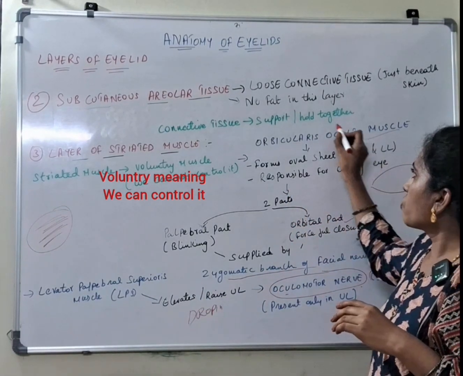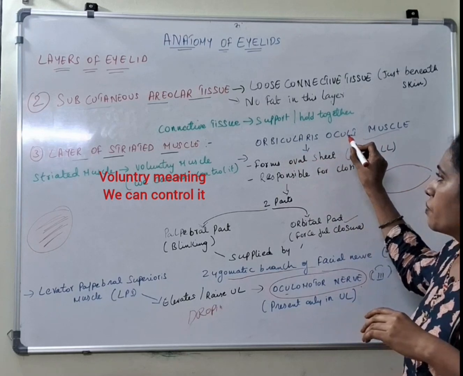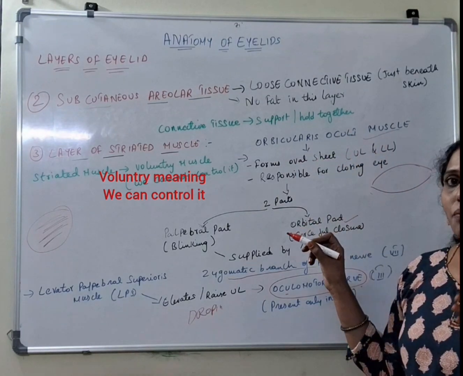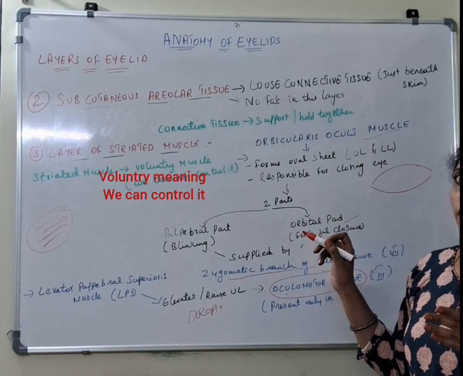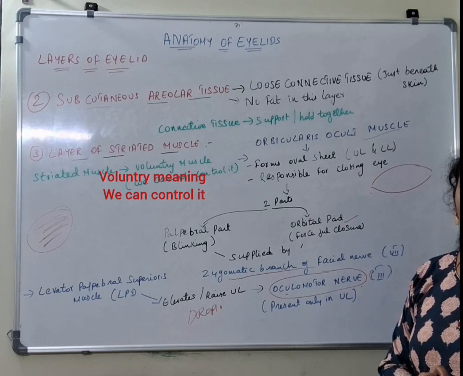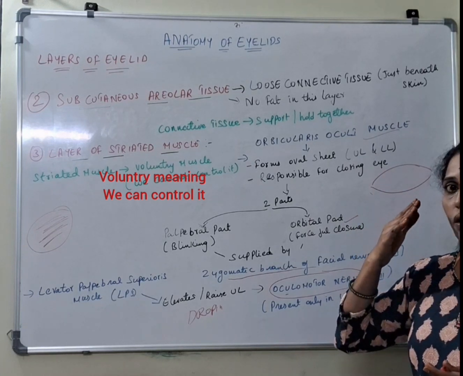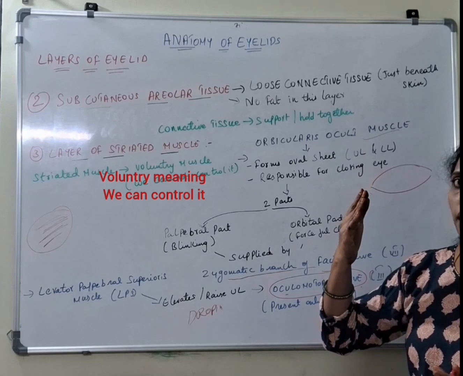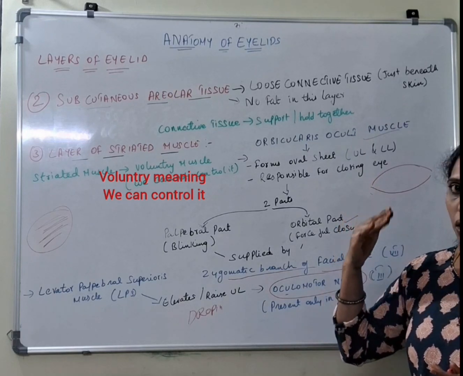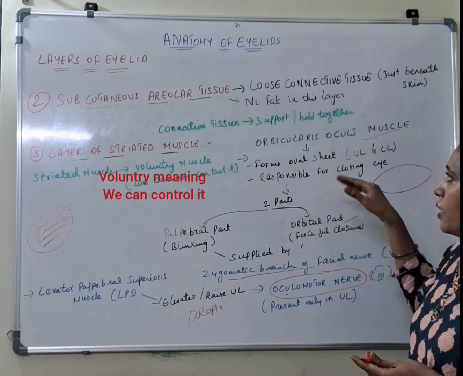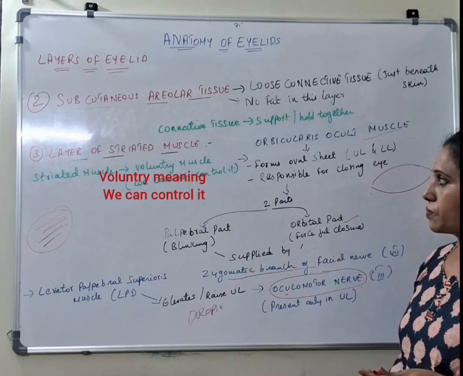When there is a dysfunction of the orbicularis oculi muscle, what happens? There will be incomplete closure of the eyelid. What happens when there is an incomplete closure of the eyelid? When the eye doesn't close properly, what happens? The cornea gets exposed to the air. As a result, the corneal health will get disturbed and it leads to dry eye.